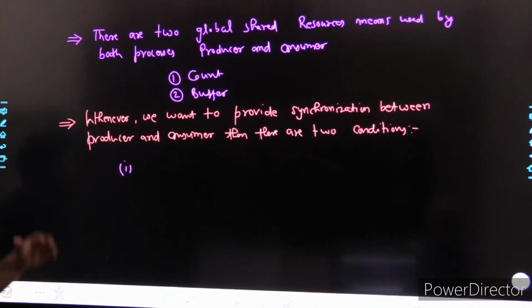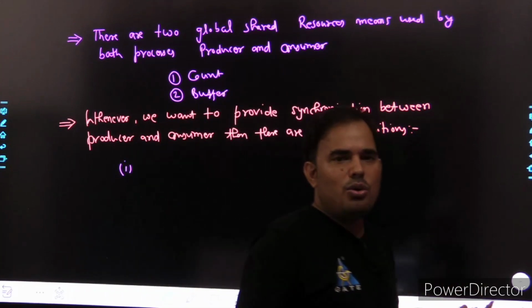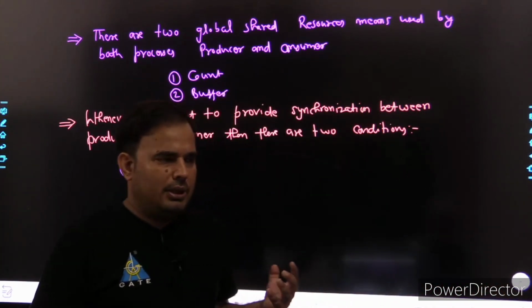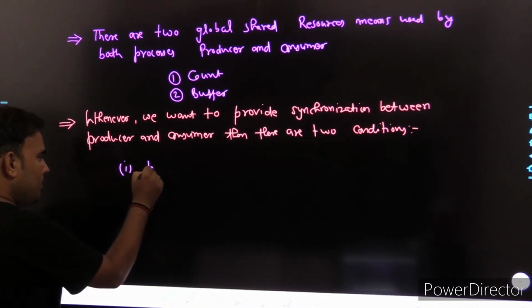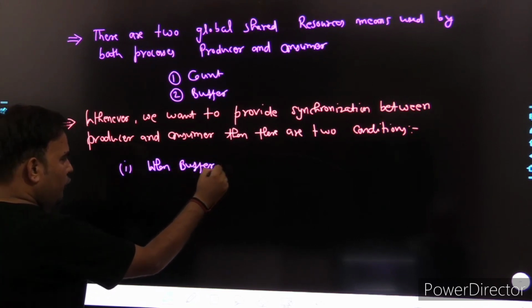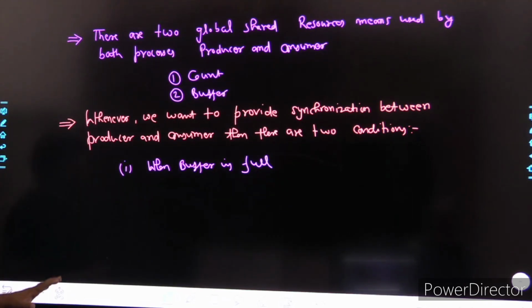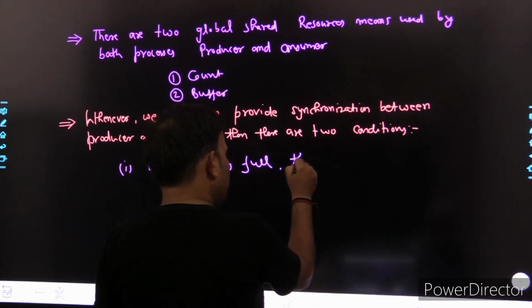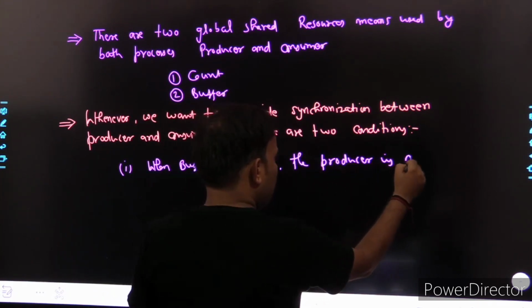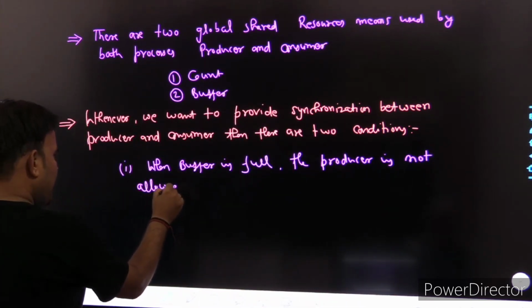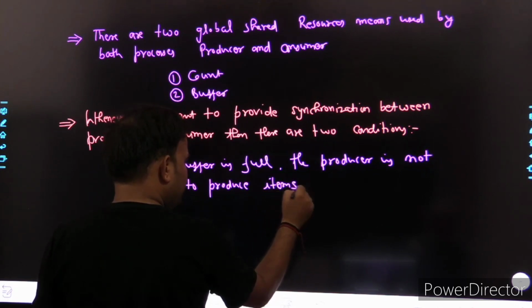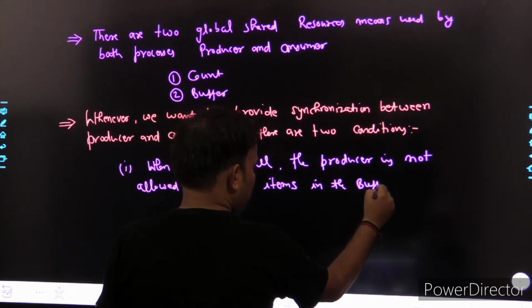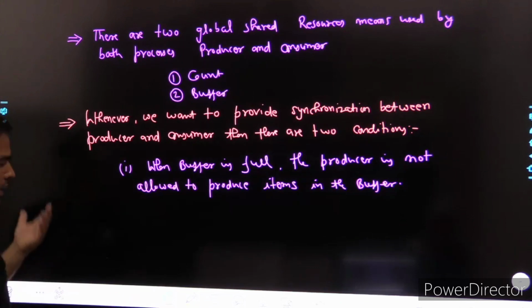The first condition: when the buffer is full, the producer is not allowed to produce items in the buffer. Because here we are using a bounded buffer, a limited size buffer, when the buffer is full, how can the producer produce the item?